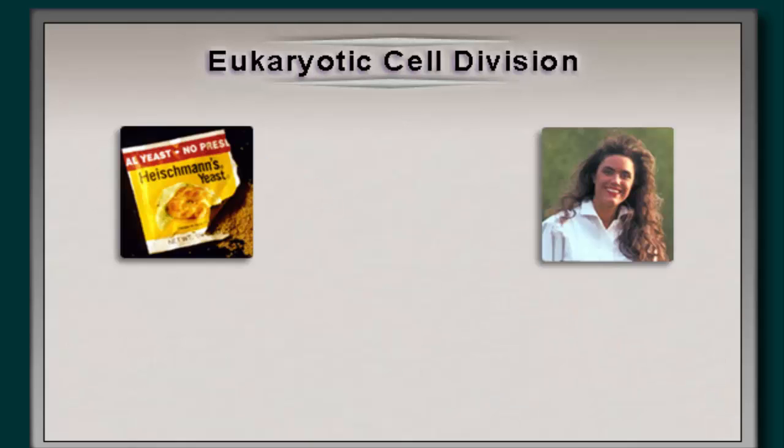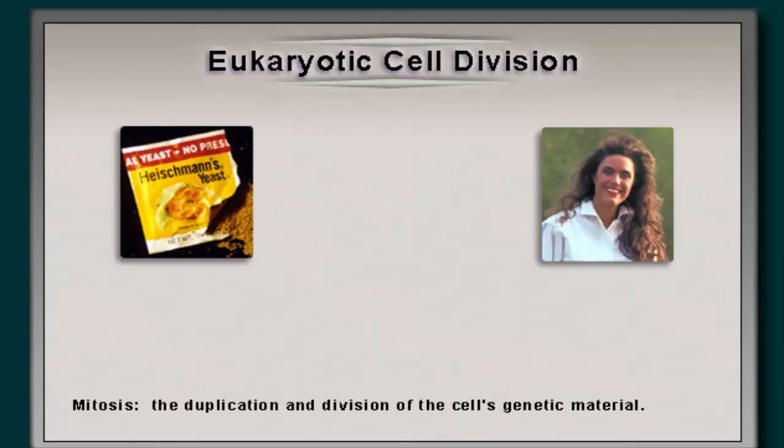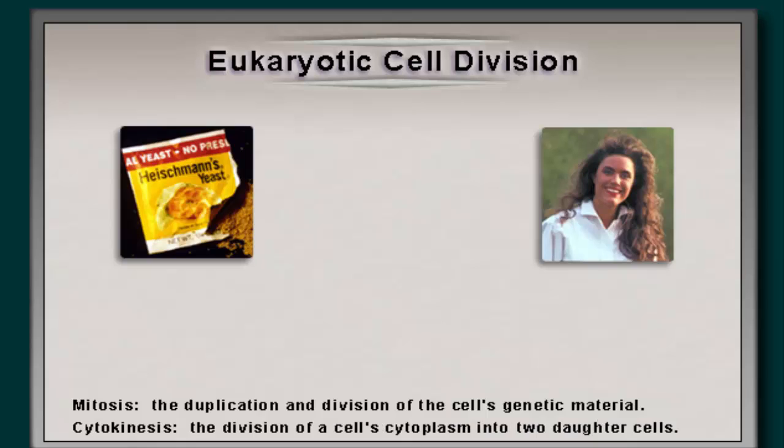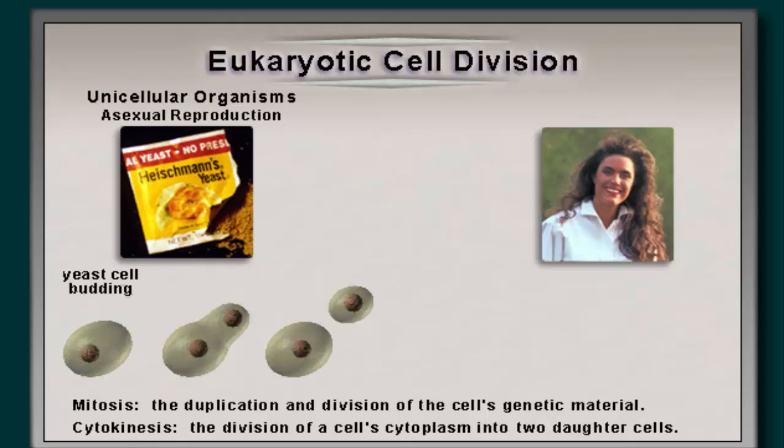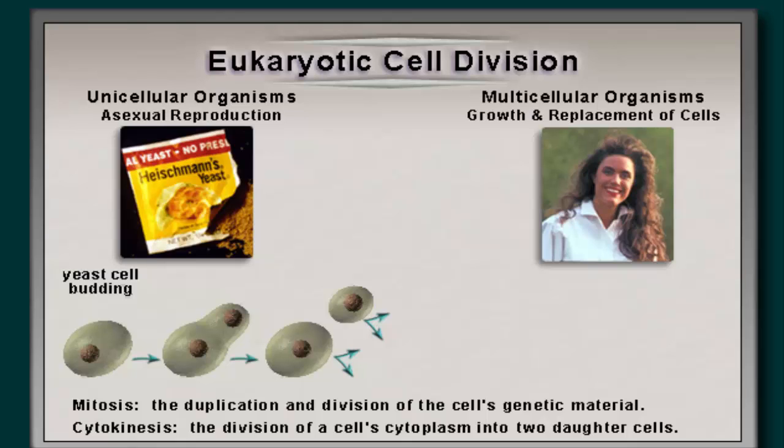Eukaryotic cells typically duplicate and divide their genetic material in a process called mitosis. And the rest of the cell contents split into two new cells in a process known as cytokinesis. In unicellular eukaryotes, mitosis and cytokinesis represent asexual reproduction because new organisms are created. However, in multicellular eukaryotes, such as yourself, these processes don't create a new organism, but instead result in new cells that are used for growth or for replacing dead or damaged cells.